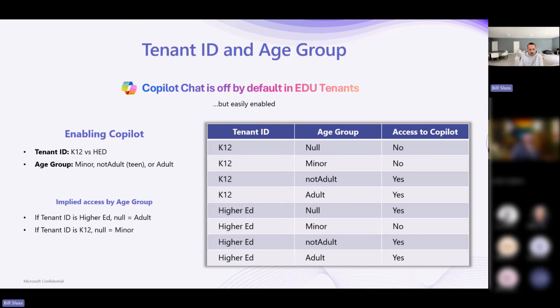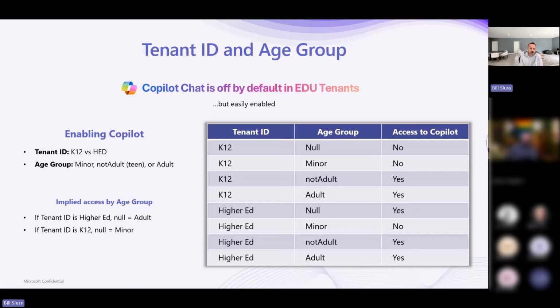And in order to turn on Copilot and make it available to students, faculty, staff, you have to do 2 specific things. So the first is we have a gate called tenant identifier. And I'm going to show you exactly where that is and what the settings are, but it basically comes down to defining in your education tenant whether you're a K-12 organization or a higher ed institution. And so that's tenant ID. And that is combined then with our age group setting. And so for students, you can define them as a minor, a not adult, which is our version of teen, or an adult. So those are the 3 available age group settings that you can configure on a per user basis.